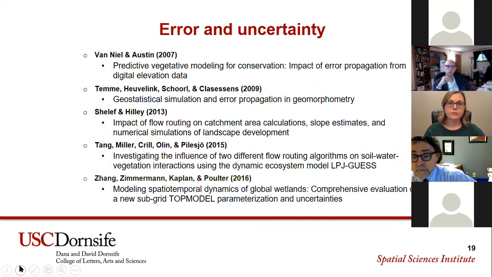And the one at the bottom is novel because it tries to model the spatiotemporal dynamics of global wetlands, which has a lot to do with water balance, with climate change and various things. Although this particular paper, brilliant that it was, is looking at how when you feed these terrain results into a global model, how you gain or lose in terms of confidence and certainty and things like that. So next.